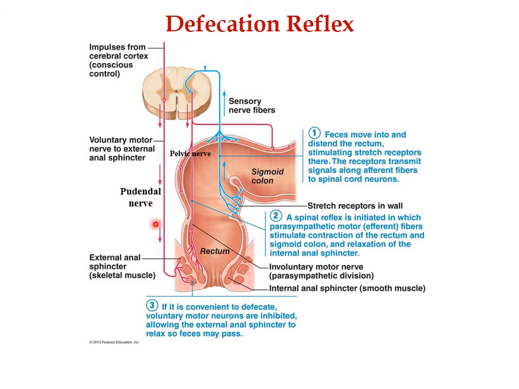The pudendal nerve is a motor nerve or somatic nerve which is supplying here. So this is an example of a somatic nerve. It is a voluntary nerve, right? Because its impulses come from the cerebral cortex. And when the situation is favorable for this individual to defecate, the impulses will come through the pudendal nerve, which is a somatic nerve, and it is supplying the external anal sphincter.